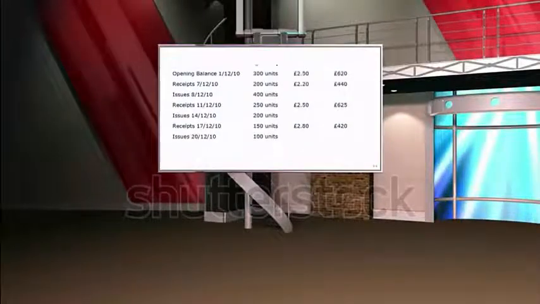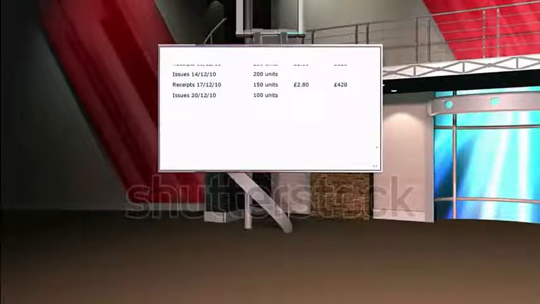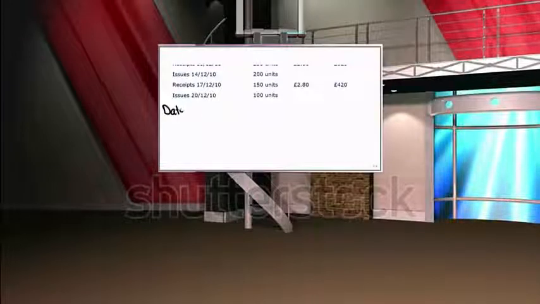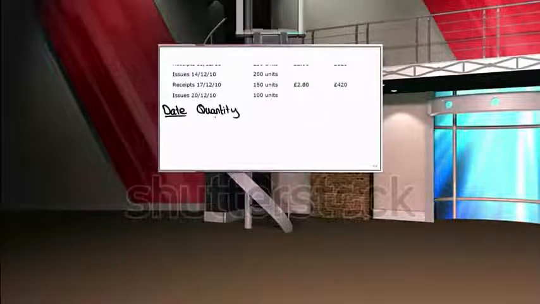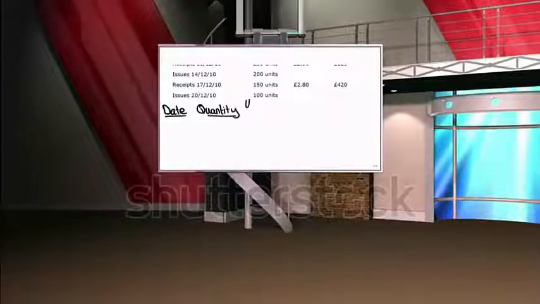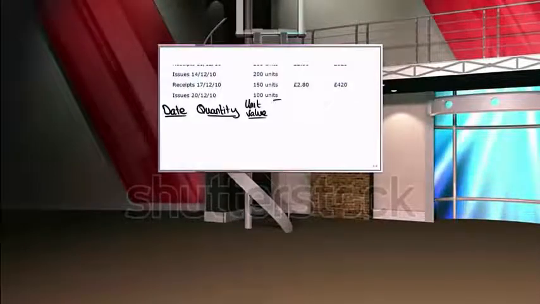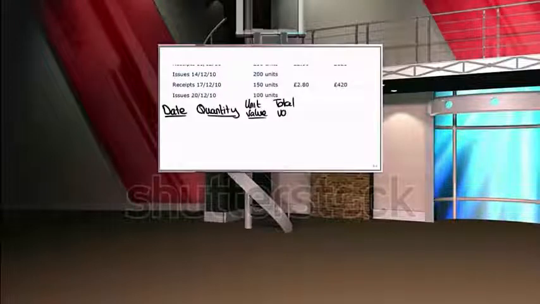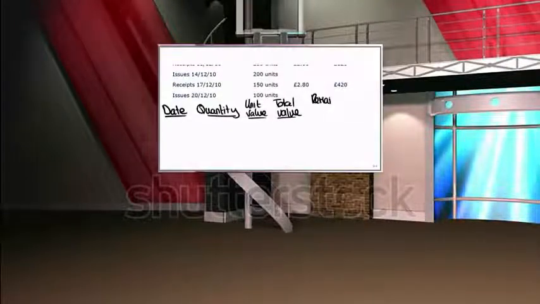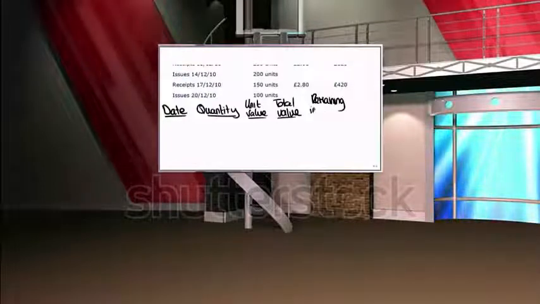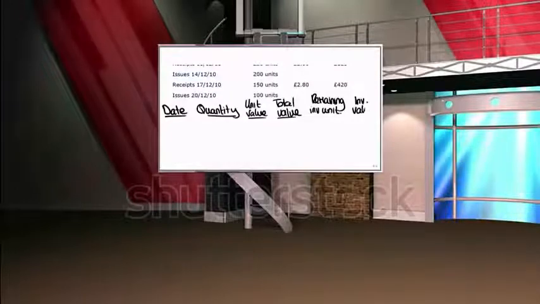Now, we need our table again. So we'll have our date, quantity, unit value, total value of that transaction, remaining inventory units, and our remaining inventory value.